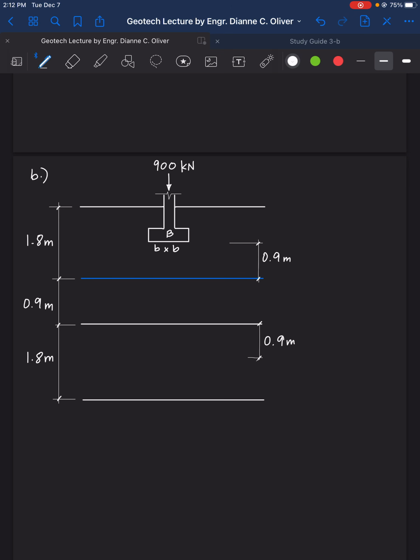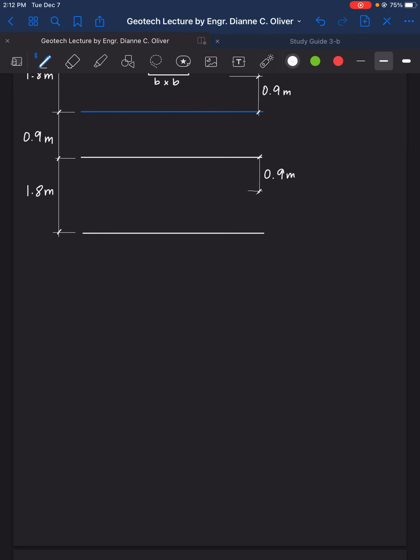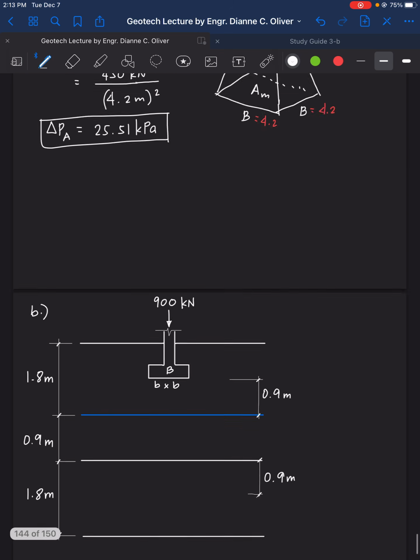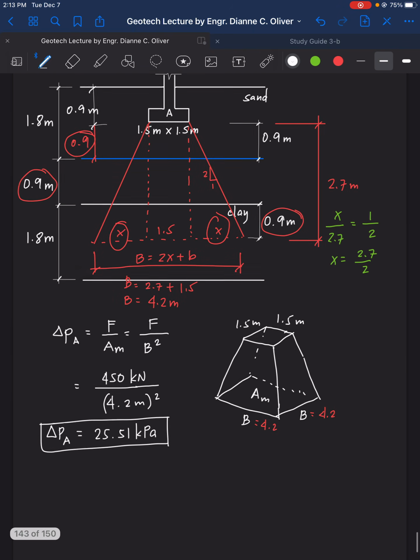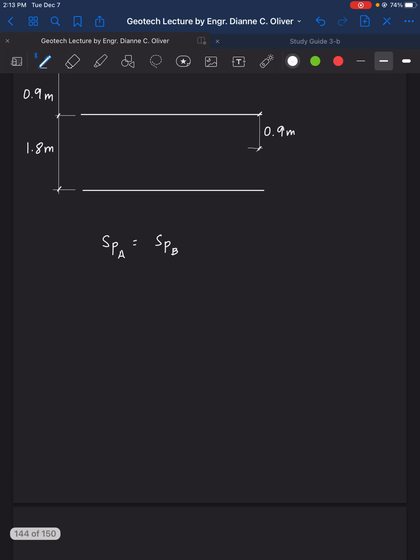Okay? Now, since we are talking about settlements, the settlement, again, that we use for footing A is primary consolidation. So SPA. So let's go back here at A. Okay, so SPA should be equal to the primary settlement for B. Now the formula for primary consolidation settlement is Cc of A.